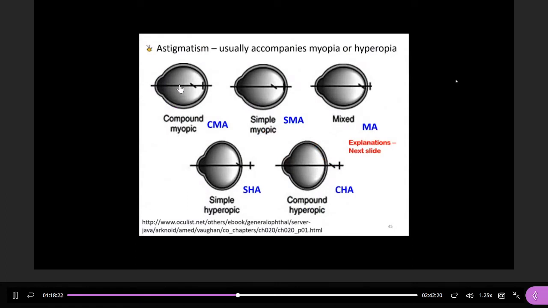So astigmatism is usually never alone. Very seldom. Usually it comes with myopia or hyperopia. If they have myopia, for example, like this, with two different focal planes, we call it compound myopia. However, if it is only myopia in one meridian, we call it simple myopia. If of the two focal planes one is in front and one is behind, we call that mixed, okay? The same with hyperopia: if there is only hyperopia in one meridian, they have simple hyperopia. However, if both are behind, we call that compound hyperopia, right?